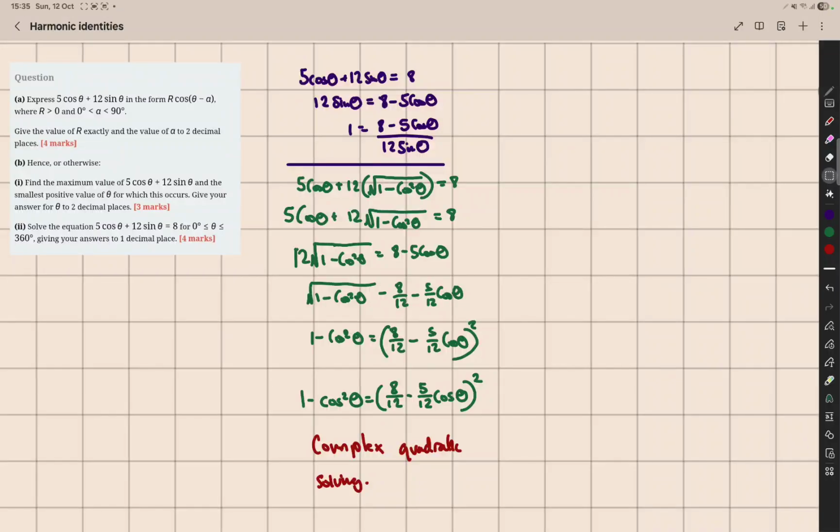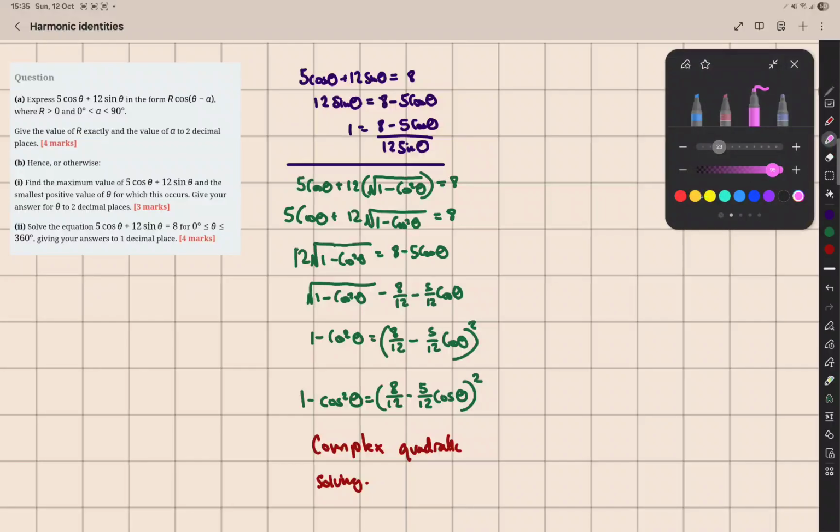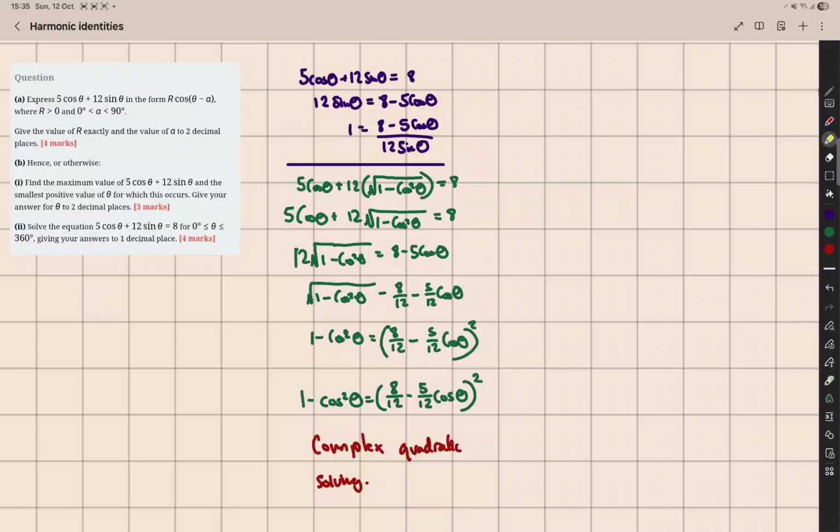A quick recap on harmonic identities. You might be given exam questions like this one here, where you are given a trigonometric expression like this and asked to put it in this form.